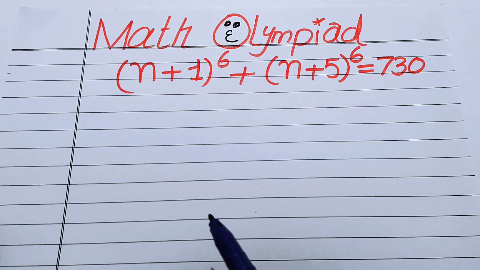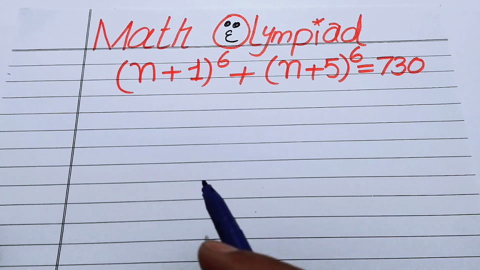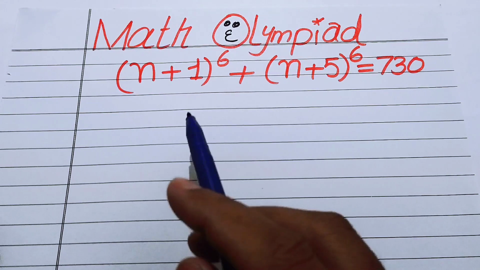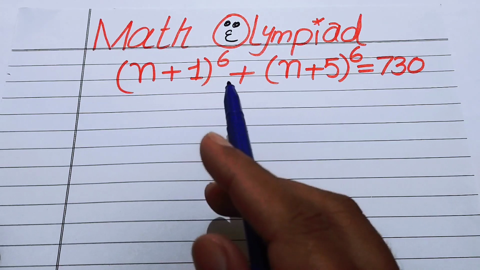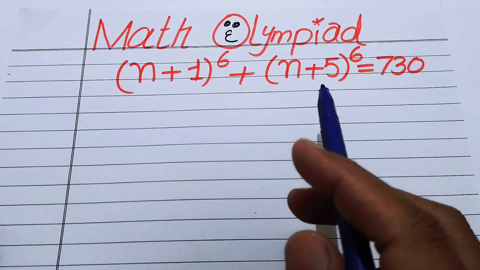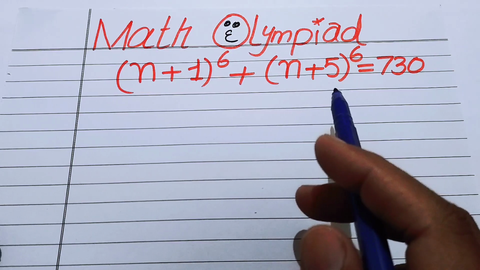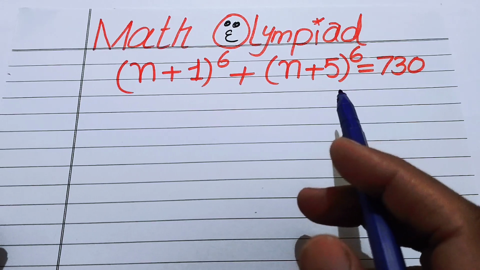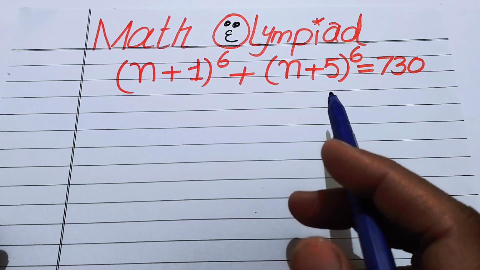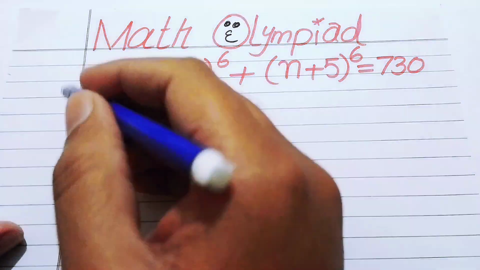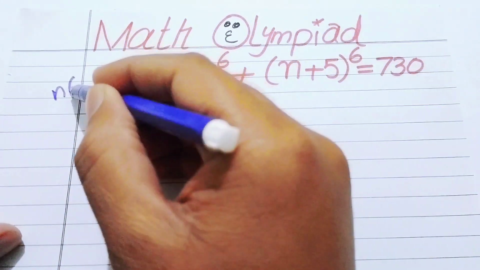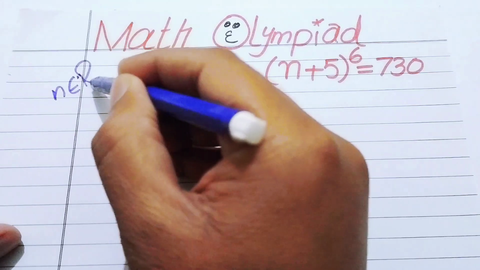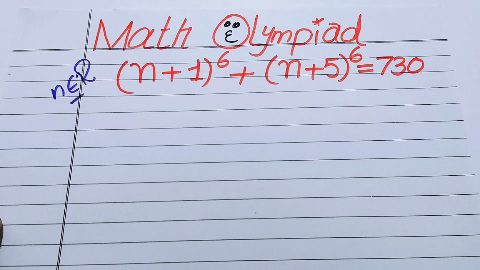In this video we are going to solve this nice algebra problem, and here we have (n + 1)^6 + (n + 5)^6 = 730, and we will solve this problem for the real values of n. So remember one thing: n belongs to R.